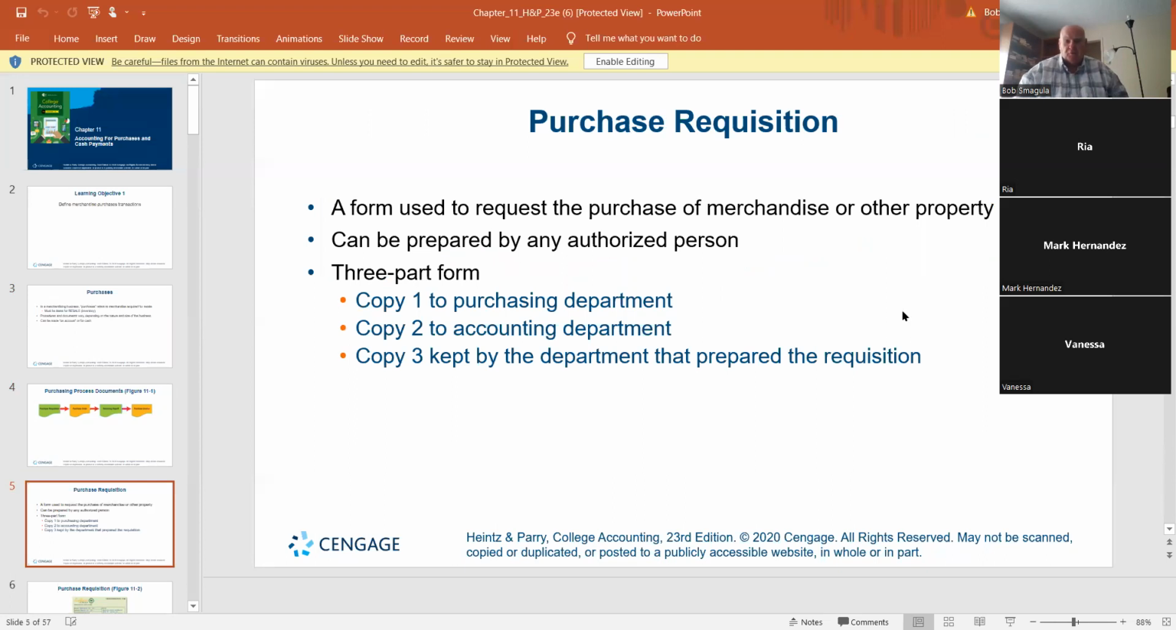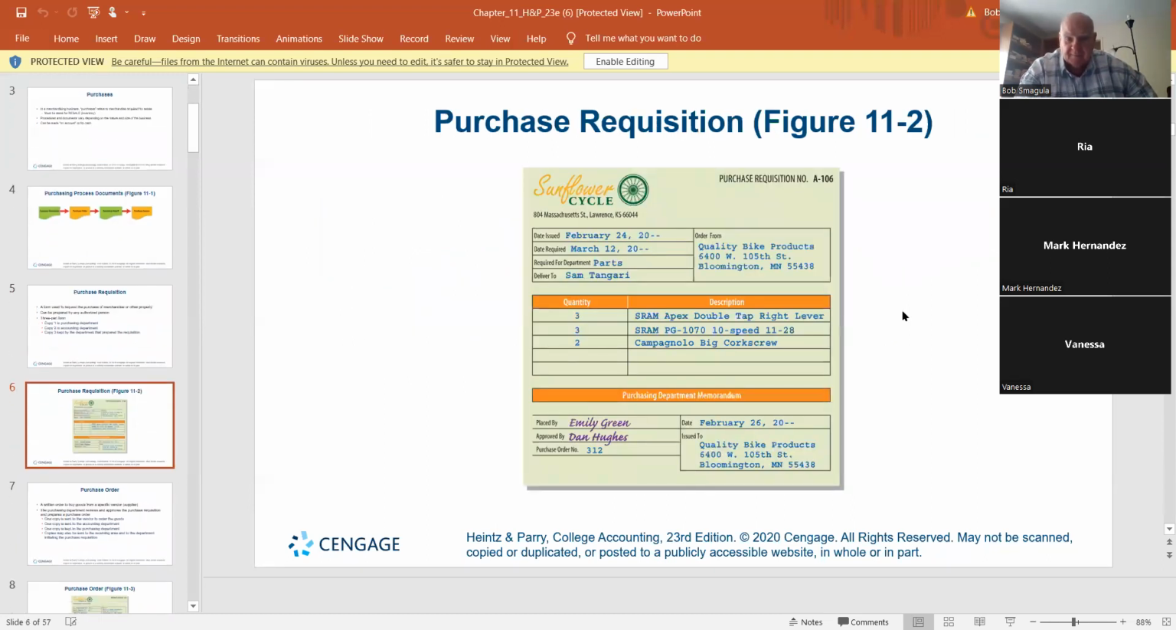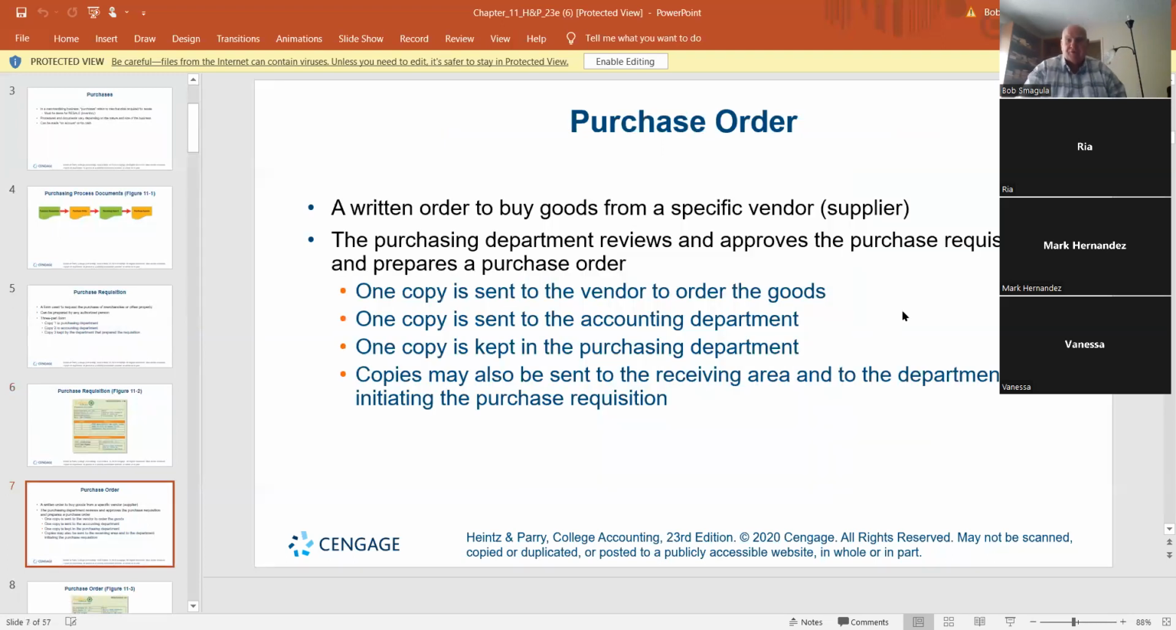Purchase requisition, a form used to request something. And they're getting into detail with a 3-part form. Not going to worry about that. Just know what a purchase requisition is. An internal request for something. And it can be in the form of a printout like this. The purchase order is the written order to buy the goods. This is your contract. The purchasing department reviews and approves the purchase requisition and prepares a purchase order.